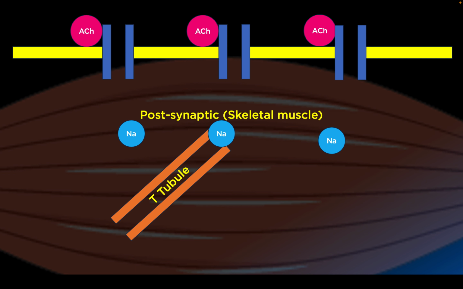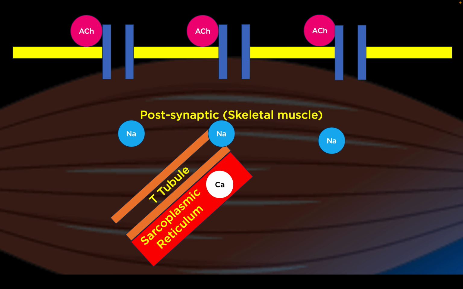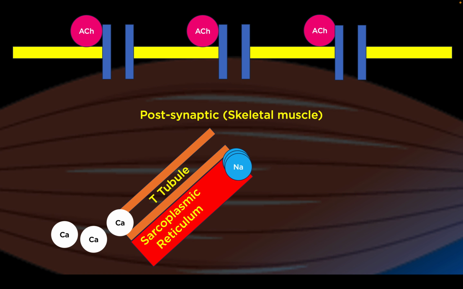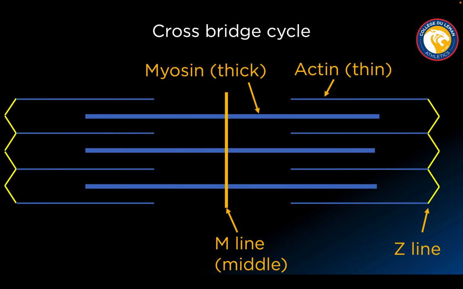So the sodium is going to go down these T tubules, and attached to the T tubules we have got the sarcoplasmic reticulum. What's inside the sarcoplasmic reticulum? Essentially, it's just a big storage unit for calcium. So we've got our calcium here, and as this sodium goes down, it's going to allow the release of the calcium from the sarcoplasmic reticulum. There we go. Calcium's out and about deep within the muscle. Happy days, we're going to get a contraction pretty soon.